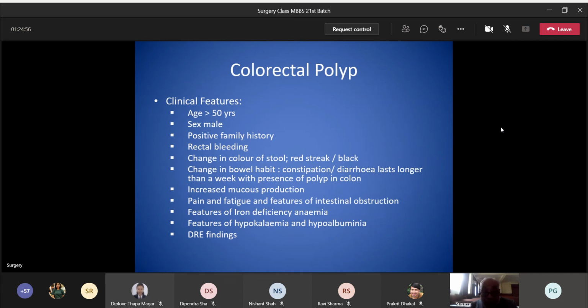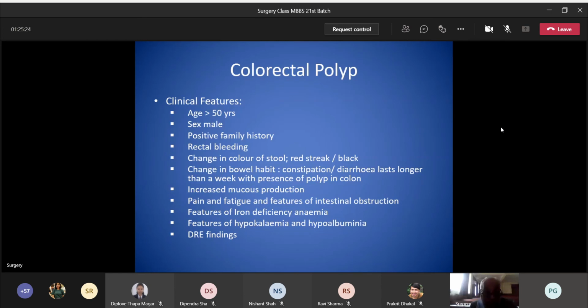Sometimes there is a lot of bleeding, they become anemic and get fatigue, and features of obstruction because there is tubular growth or the polyps are big enough, they obstruct the lumen of the intestine and they present with intestinal obstruction. And iron deficiency anemia because they lose a lot of blood. That's why they become anemic. And hypokalemia and hypoalbuminemia, okay? The potassium is lost too much and the albumin is lost too much.